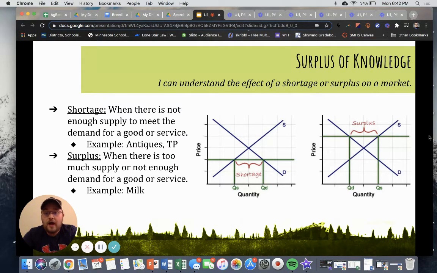So just know how a supply and demand graph is set up, know where supply is located, where demand is located, where you plot price and quantity, and then also where you would plot shortage and surplus if I were to ask you that on the test, and also the equilibrium point.